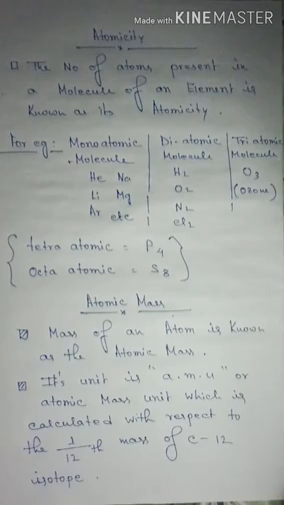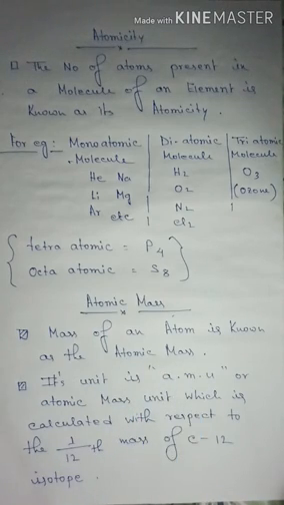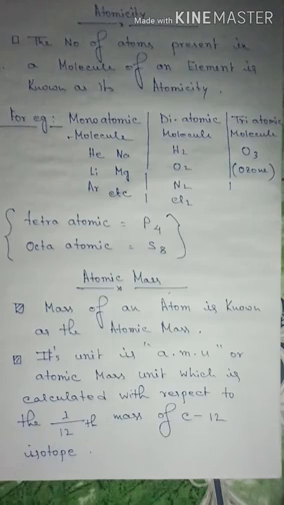Now, we have to find out what is atomic mass. Simply, the mass of an atom is known as the atomic mass. Its unit is AMU. What is AMU? AMU is the atomic mass unit.